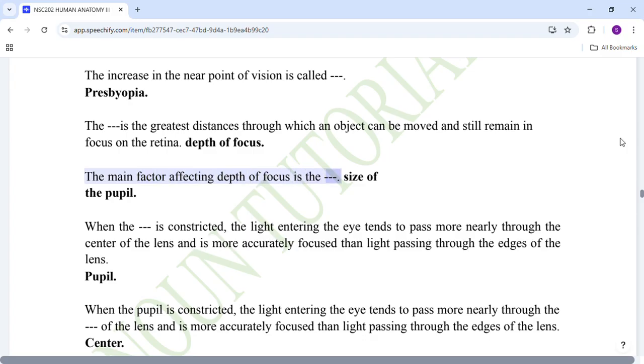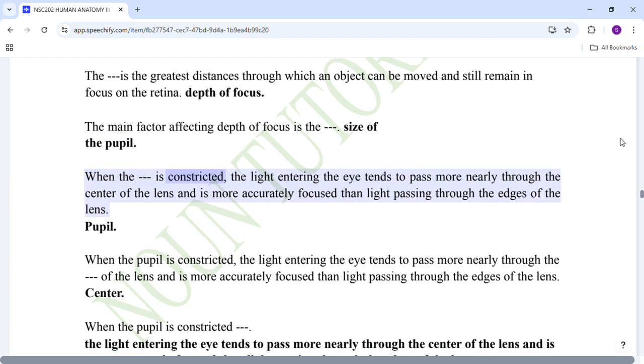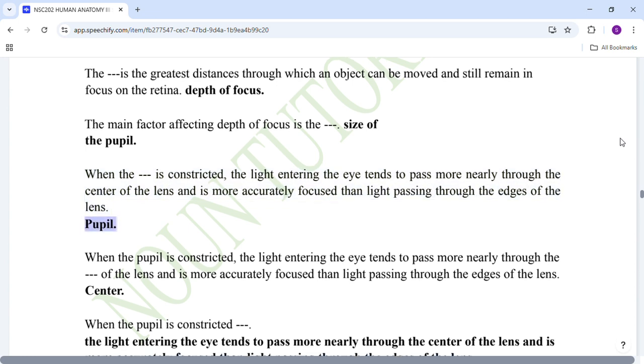When the pupil is constricted, the light entering the eye tends to pass more nearly through the center of the lens and is more accurately focused than light passing through the edges of the lens.